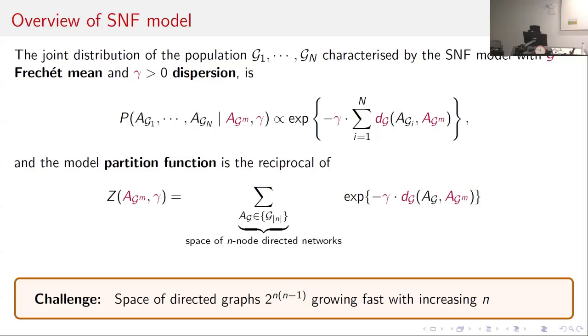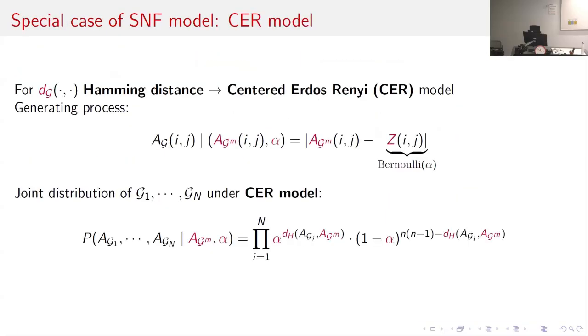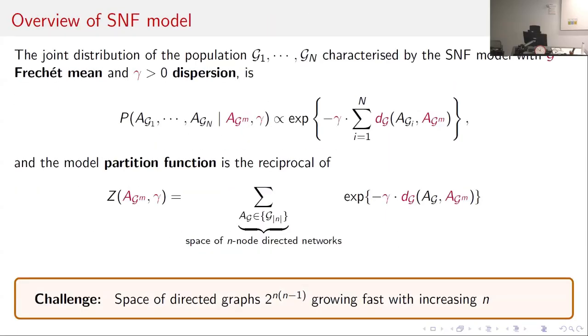So the idea here is, okay, we have this SNF model. We can specify the distance metric that we like. This is the HS distance for us. And I will show you the challenges that come with using this.